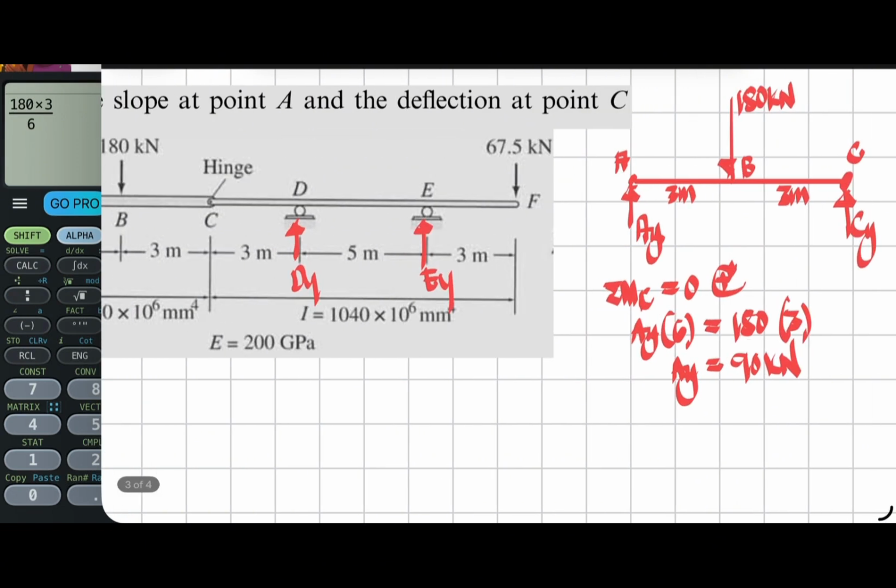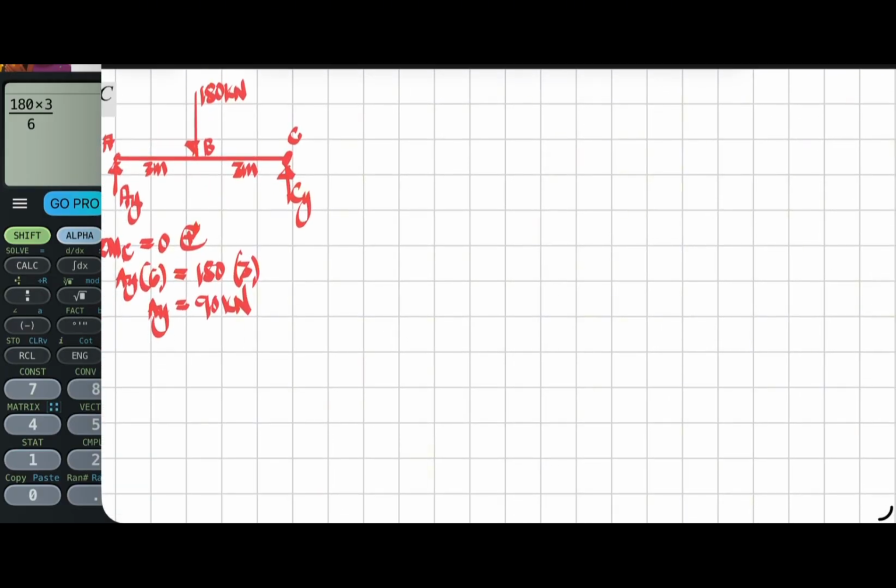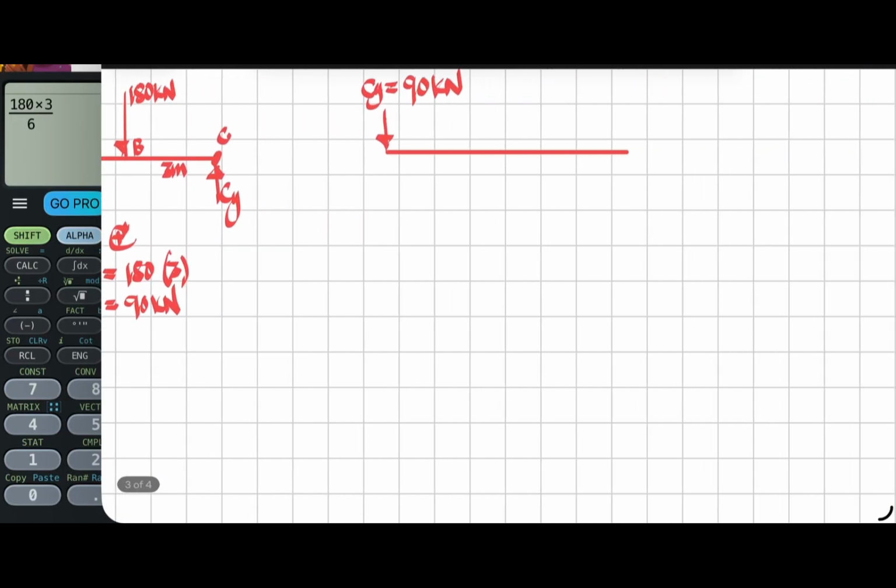Okay, next we need to solve for DY and EY by analyzing the second member of the beam. So we have here CY, which is equal to 90 kilonewtons, and then we have DY, EY, and the given concentrated load of 67.5 kilonewtons. So C, D, E, F.